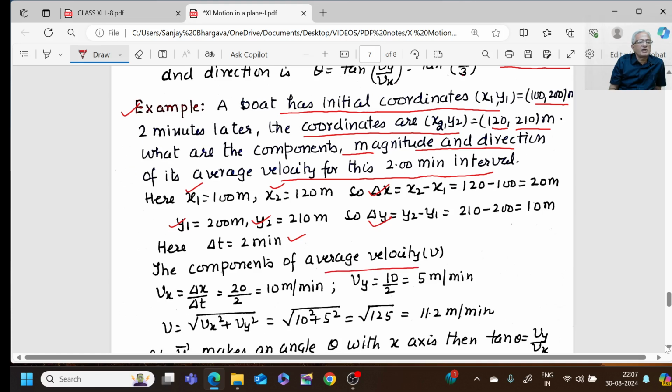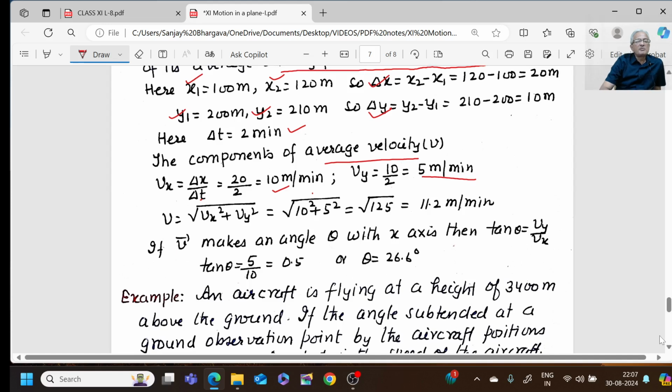So I can calculate components of average velocity. Vx would be delta x by delta t, will be 20 upon 2, that is 10 meter per minute. Vy would be equal to 10 upon 2, that is 5 meter per minute. Now, velocity makes an angle theta with the x-axis. So tan theta would be Vy by Vx. So tan theta would be 5 by 10, that is 0.5. So angle would be 26.6 degree with respect to the x-axis.